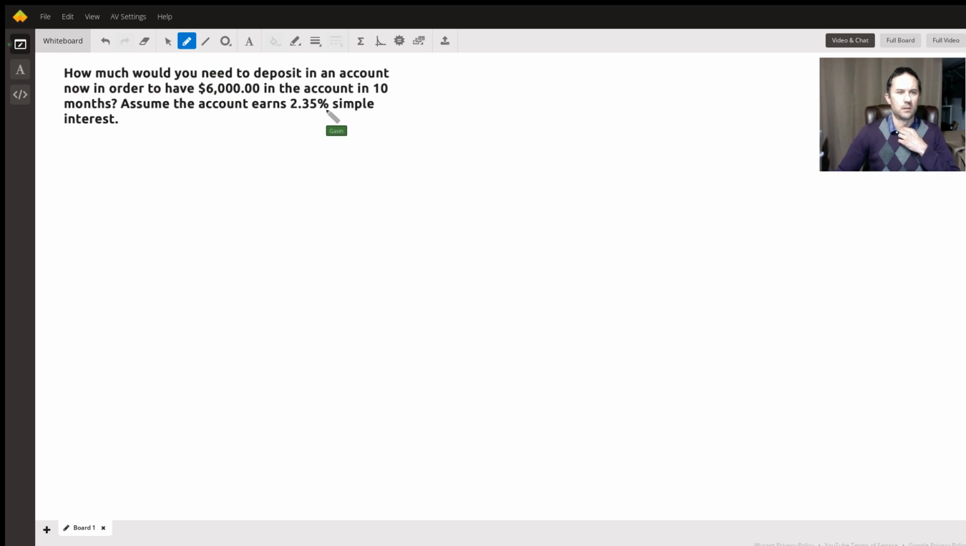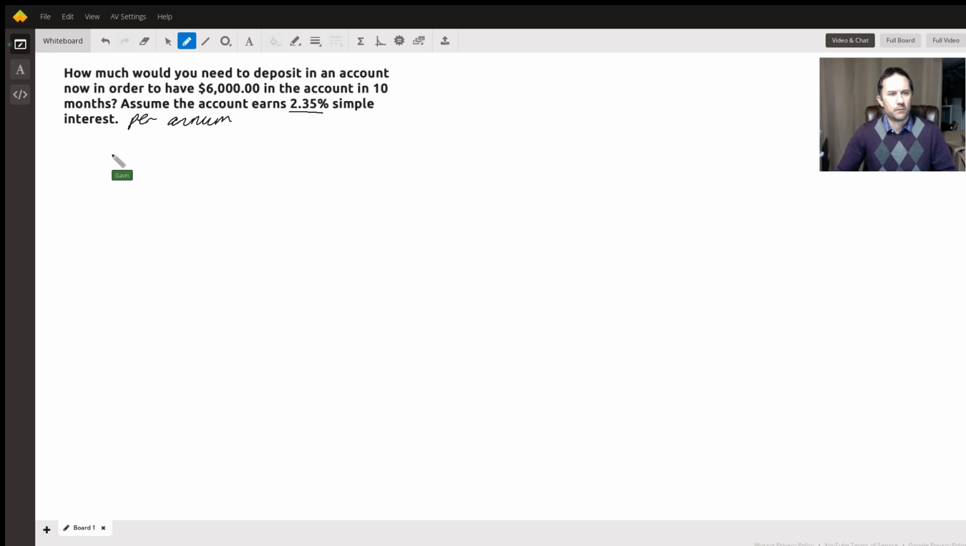First thing is 2.35% simple interest. This would be per annum, which means per year. That's because it doesn't say for what period, so that's the most likely thing they mean.